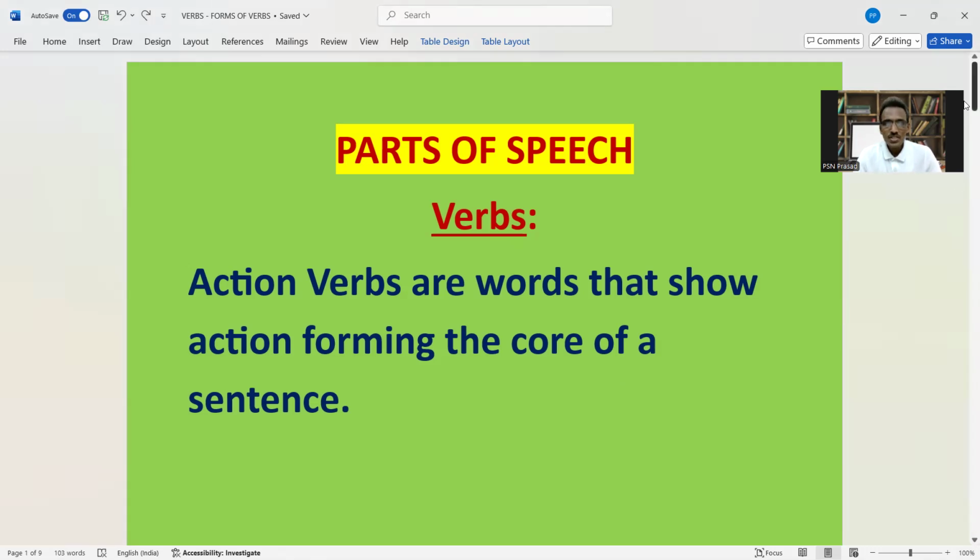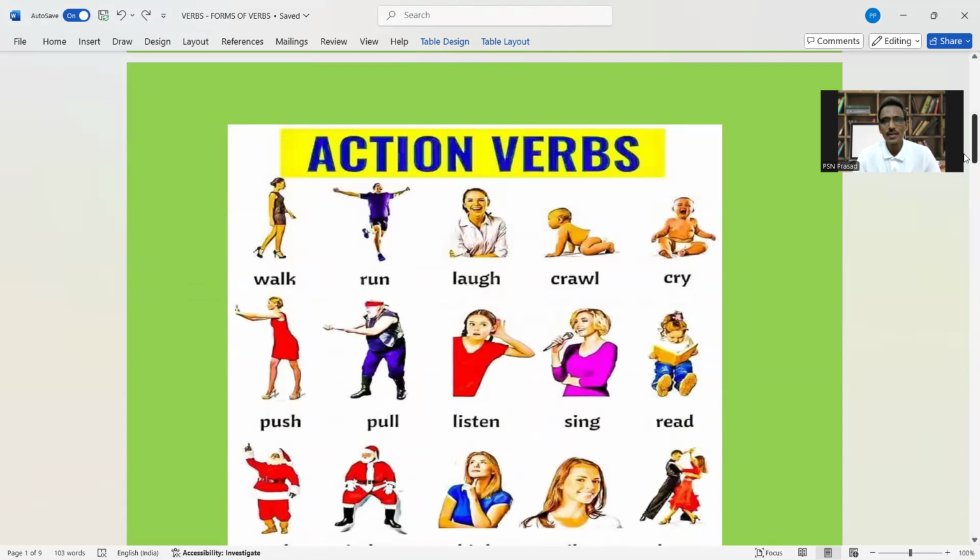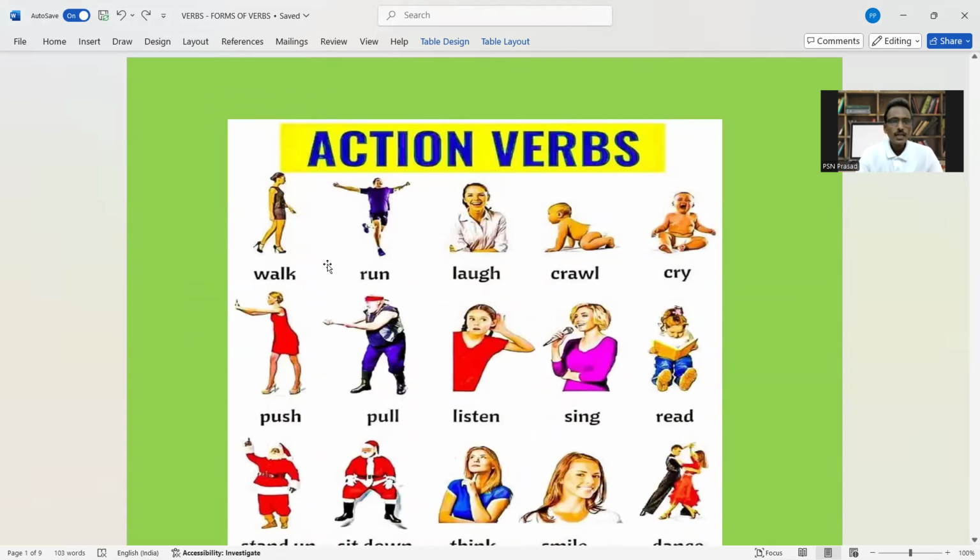So would you like to see some more action words here? Yes. Look here. See, what is she doing? She is walking. What about this man? Running. Look at this woman. She is laughing. See, look at the small baby. She's crawling, right? And look at this baby. What is he doing? He is crying. And what is this woman doing? She is pushing something. What about this gentleman? He is pulling something towards him.